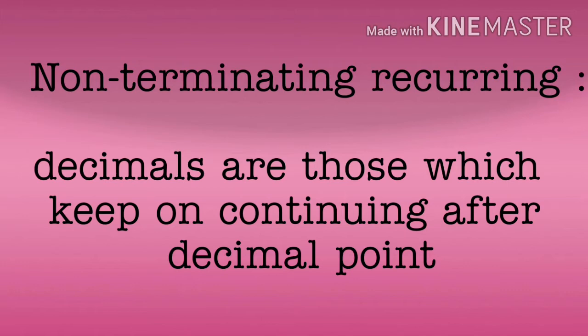That type of decimal expansion is called non-terminating recurring. Terminating means ending, and recurring means repeating. So in this example, 1 divided by 3, your answer is 0.333, and here the 3 is repeating. And we don't know where it ends. Such decimal expansions are called non-terminating recurring, which is also a rational number. So rational numbers are of two types.